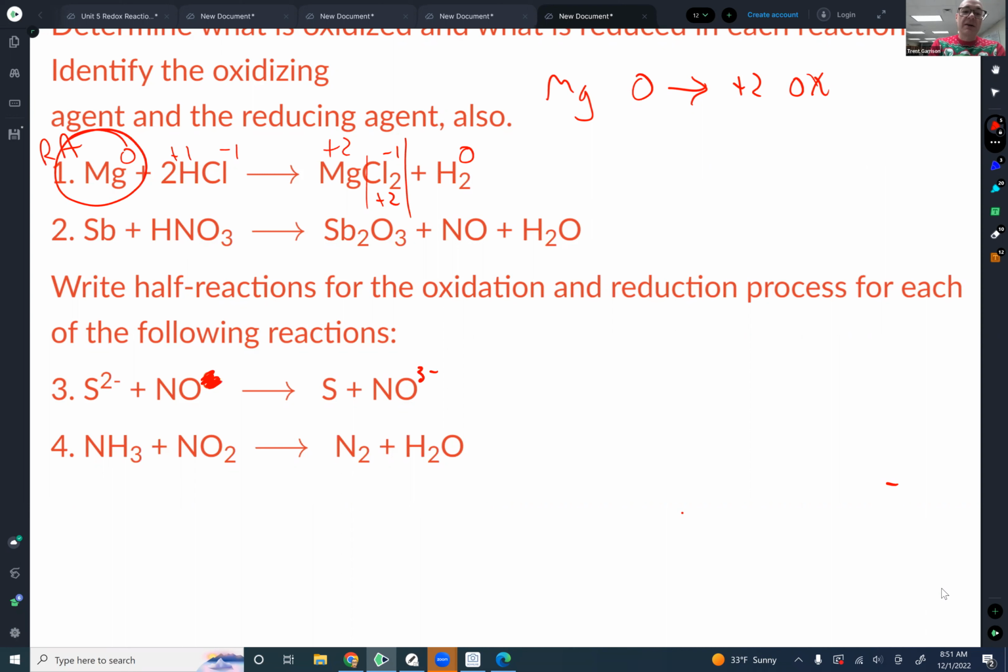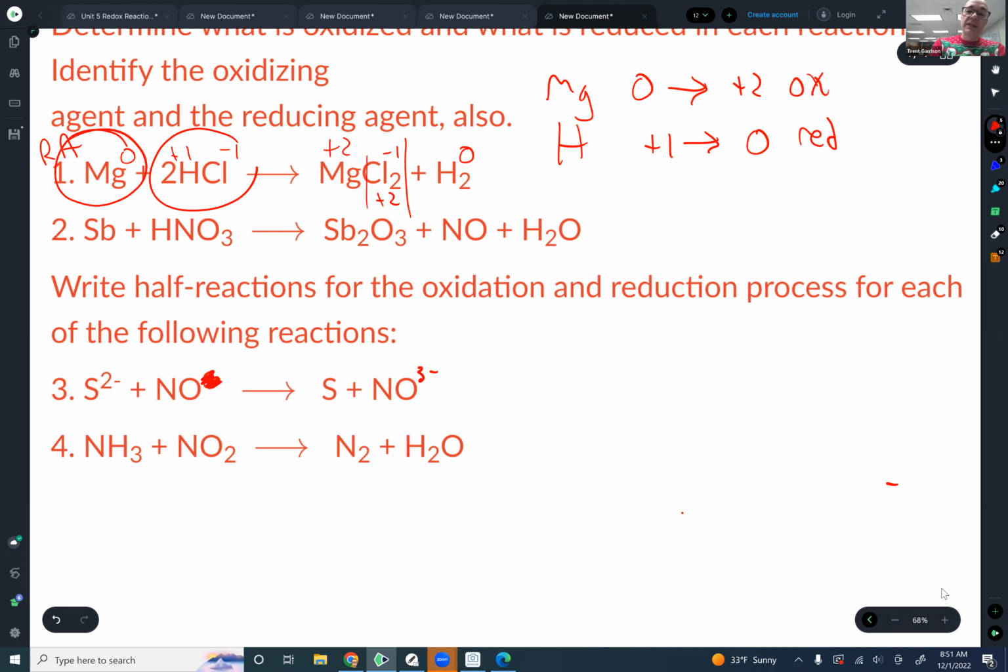Then I see that hydrogen goes from a +1 on the left to a 0 on the right. That means it's getting closer to the negative. That means it's a reduction. However, in this case, the oxidizing agent is everything in the material. It's all the HCl. It's not just the H. That is just the material that went through reduction, but the entire substance is what is the agent.